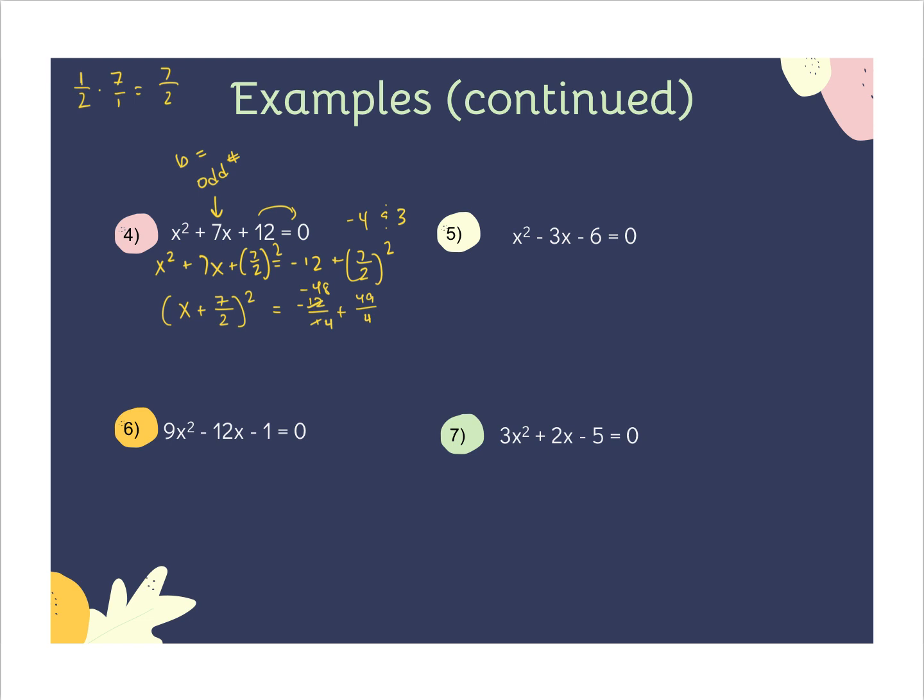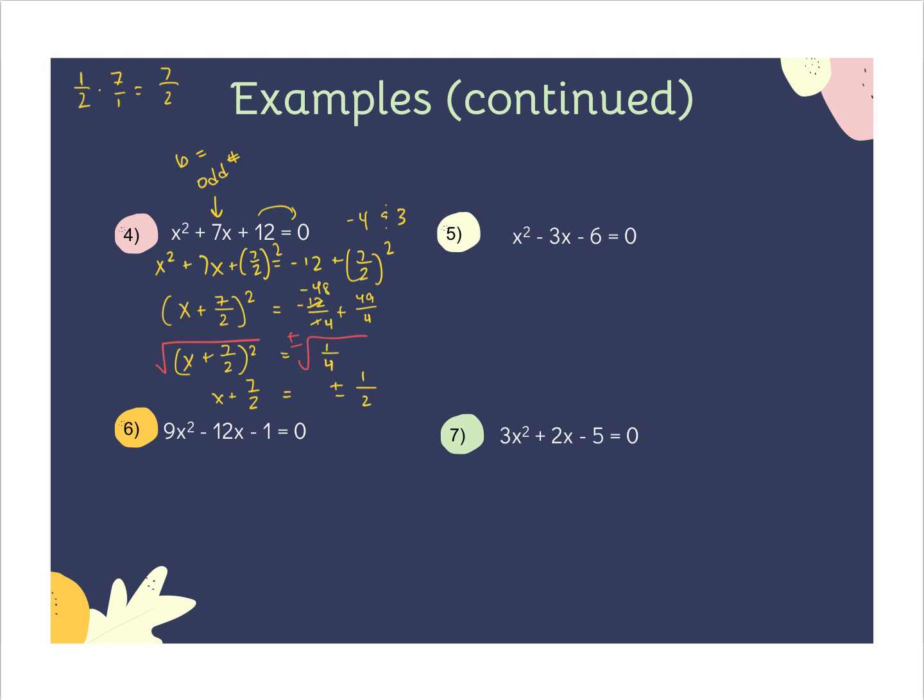Okay? So now I'm going to rewrite this side as x plus 7 over 2, squared, like that, equals negative 48 plus 49 is 1 over 4, okay? And again, this is going to be plus minus. So I just combine those to equal 1/4. So now the left side is going to be x plus 7 over 2, and the right side is going to be plus minus. Now the square root of 1 over 4 is the square root of 1 over the square root of 4, 2.